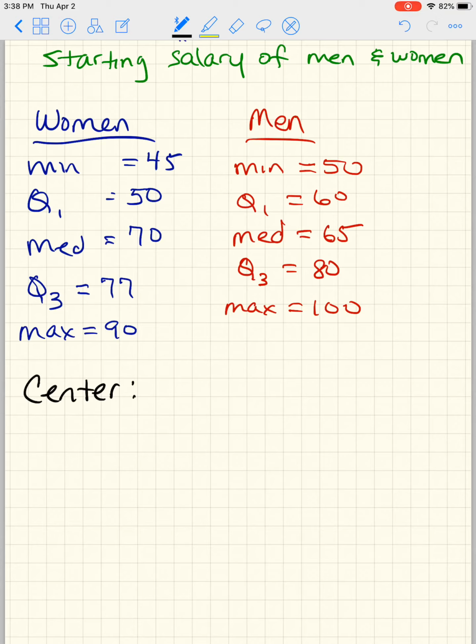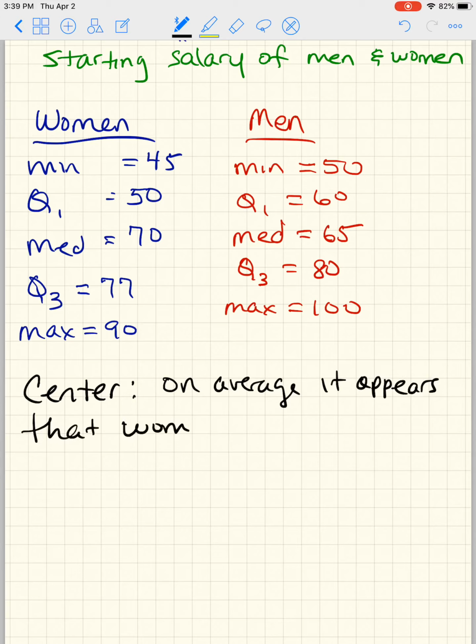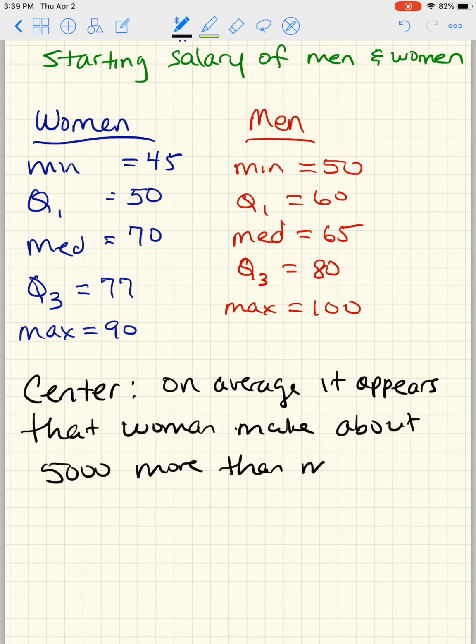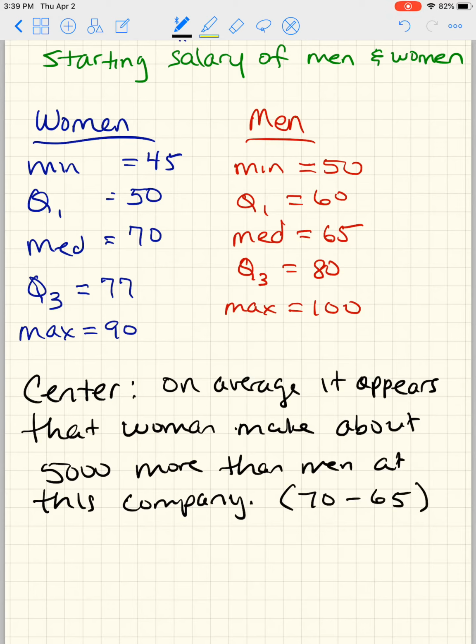So first, we're going to say, on average, it appears that women make about $5,000 more than men at this company. Everything needs to be in context. Another thing that you should do is always say what the numbers are so that the reader understands where you got the 5,000 from.